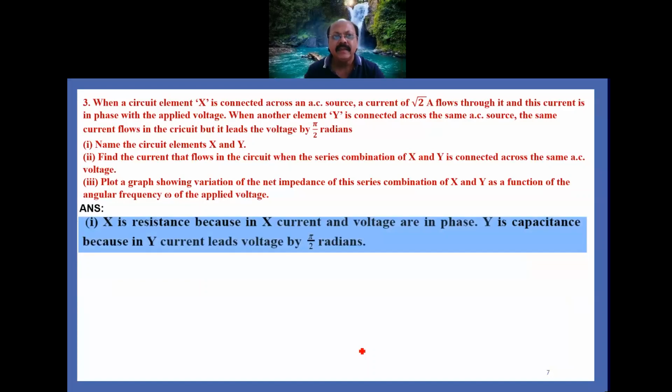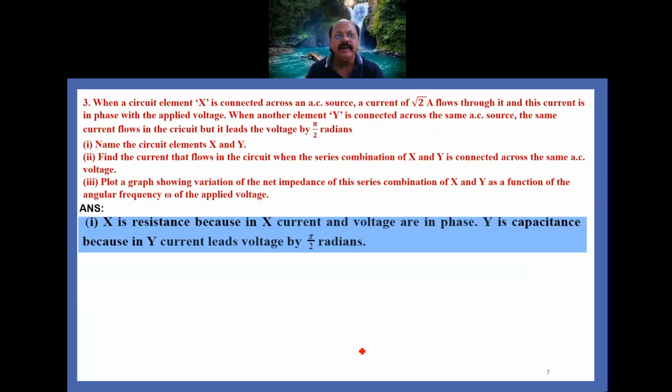So you see that X is resistance, or you say resistor, because in X current and voltage both are in the same phase, and Y is capacitor or capacitance because in Y current leads voltage by pi by 2. Basically they are asking for the circuit element, so it is better to write X is resistor and Y is capacitor. But if you write resistance and capacitance, that is also correct.